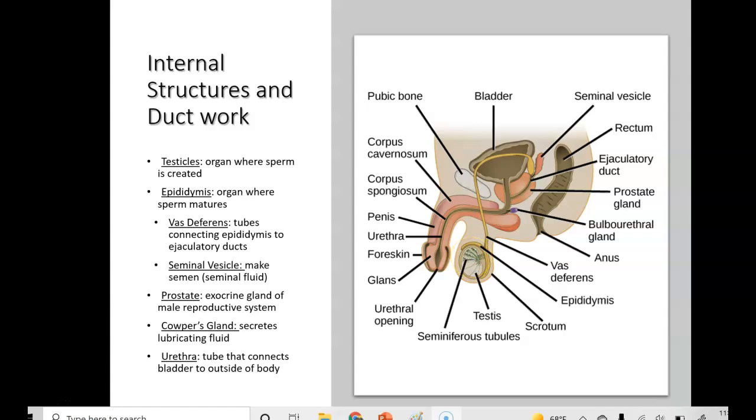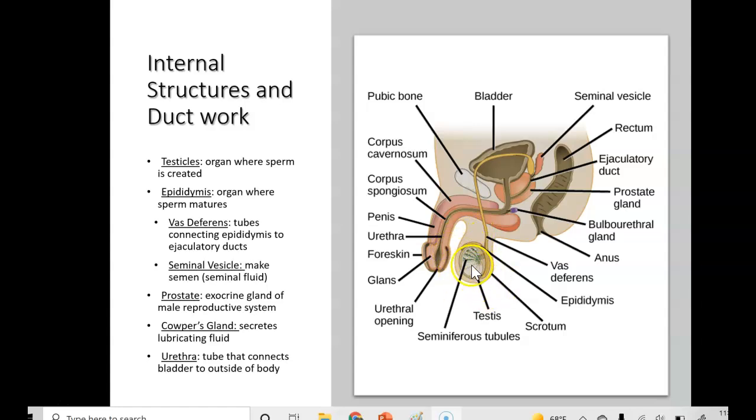So testis is singular, testes is plural, and this is the male reproductive organ right here. It produces sperm and it produces androgens such as testosterone, and it's very active throughout the entire lifespan of a male. Males typically have two of them. They're about 4 to 5 centimeters in length. They're housed within that scrotum, like I mentioned.